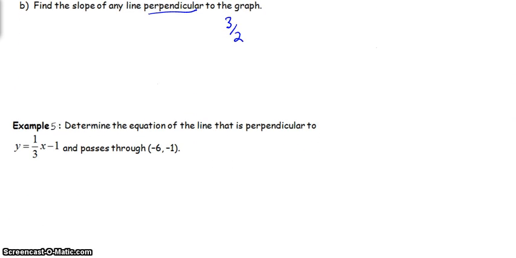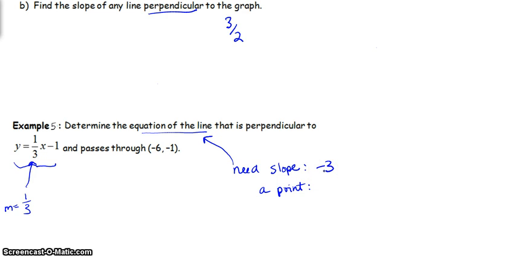What if we want to find the equation of a line? What two things do we need to find the equation of a line? We need the slope of the line, and we need a point on the line, preferably the y-intercept, but any point would do. So, if it's the equation of a line, we need the slope. Well, I know it's perpendicular to this one, and I know the slope of this one is 1/3. So if it's perpendicular, I need the opposite reciprocal. I flip it and change the sign. Here's my point. They give it to me.